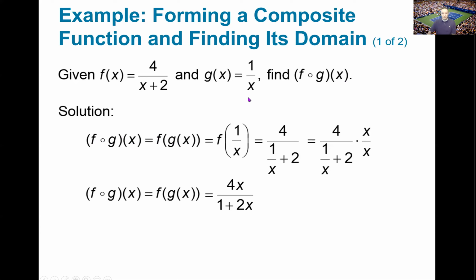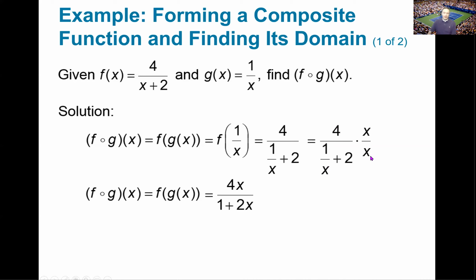We're going to take g of x, substitute it in the place of x within f of x. So I have 4 over 1 over x plus 2. Now, what I went ahead and did, as I said, that fraction looks so much better if I get rid of the fractions within the fraction. So I get rid of the complex fraction by multiplying the numerator and denominator by x.